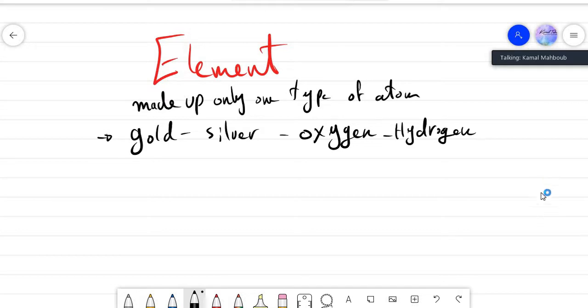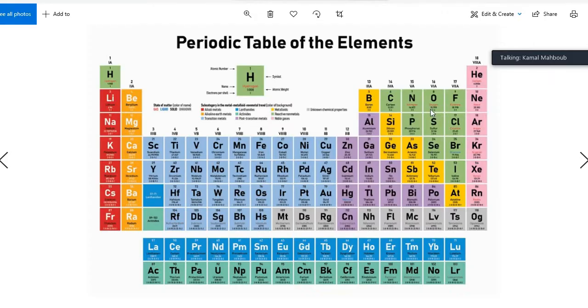Now how can we know if something is an element or not? That is the periodic table. In this periodic table we have approximately 118 elements. We take most of them: helium, neon, fluorine, chlorine, oxygen, nitrogen, carbon, silicon, sulfur, aluminum, sodium, magnesium, hydrogen, iron, cobalt, nickel, gold, silver, copper. All of those are elements made up of only one type of atom.